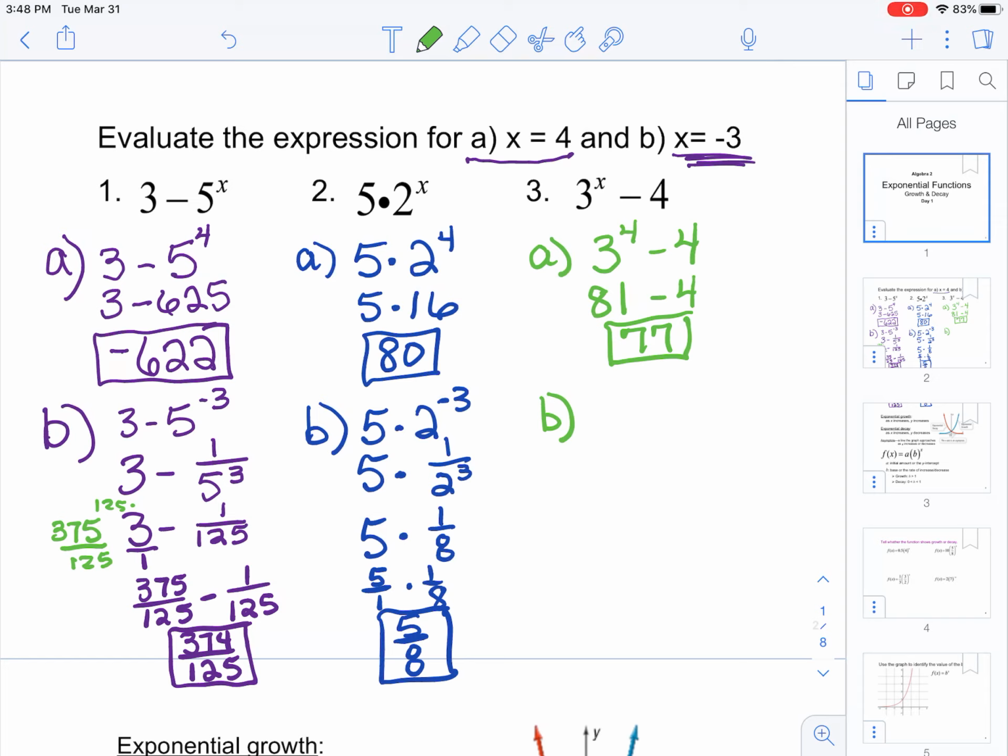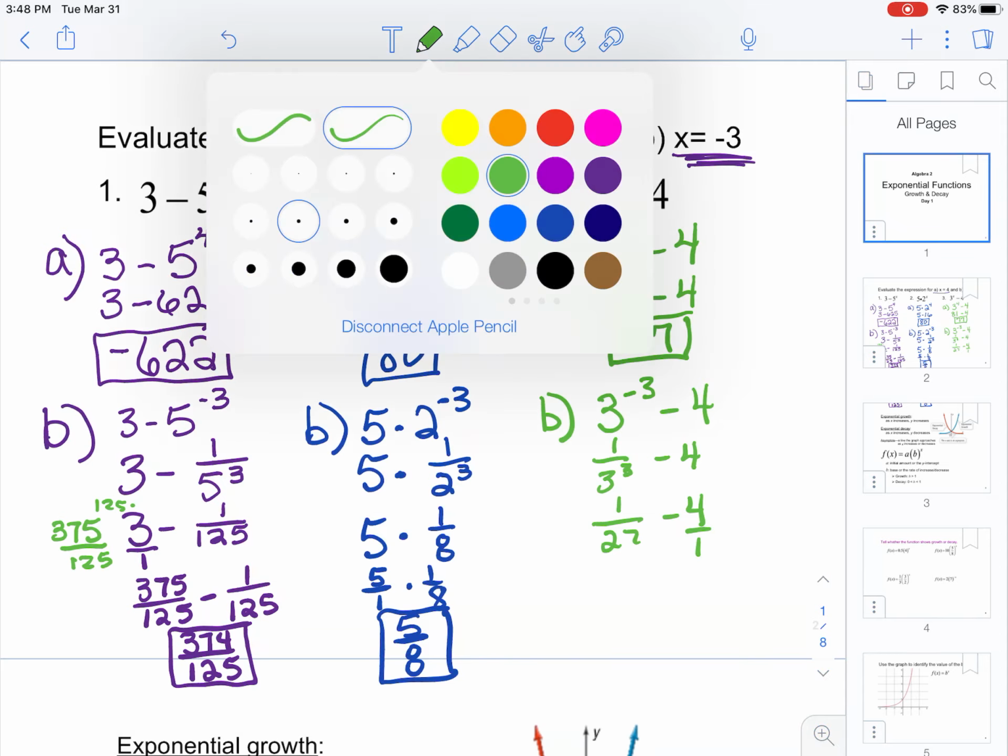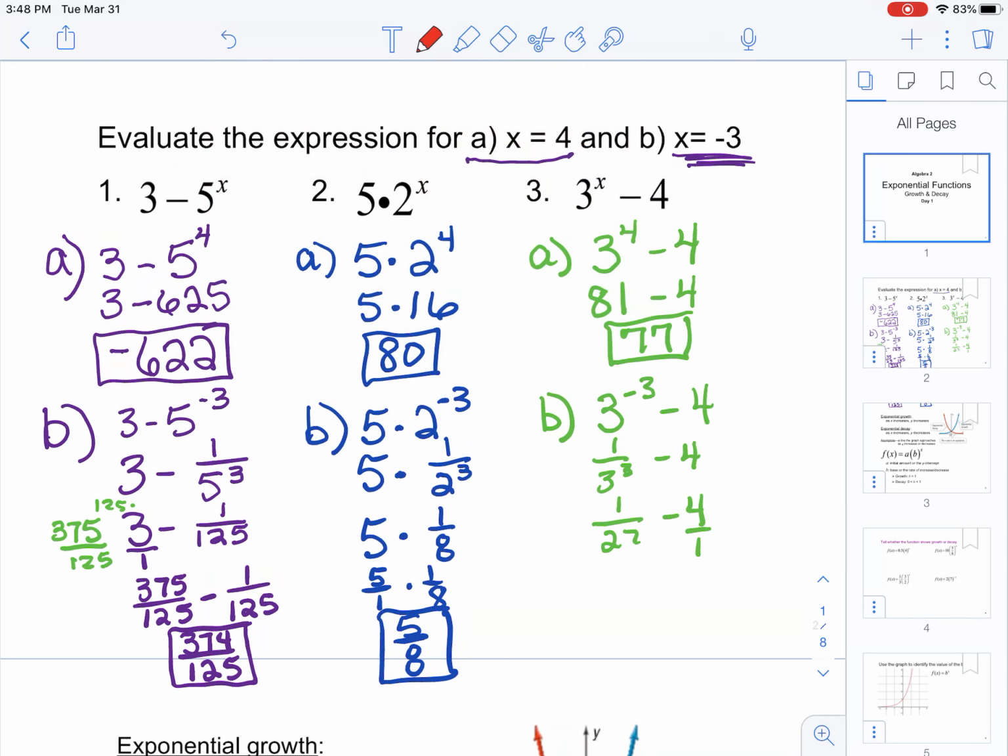And then part B. We're putting in x as -3, so 3 to the -3rd minus 4. Uh-oh, negative exponent. Take it to the denominator. 1 over 3 to the 3rd minus 4. That's 1 over 27 minus 4. Here again, we have a fraction and a whole number. So I'm going to put this over 1. And we're going to have to multiply the top and the bottom by the common denominator, which is going to be 27.